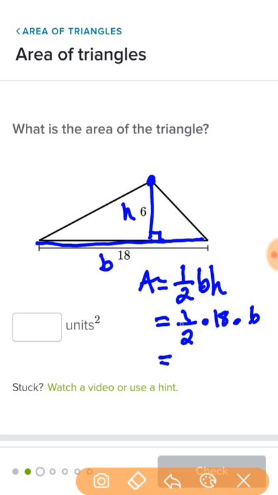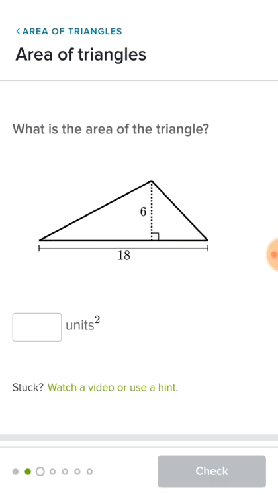And again, 1/2 of 18 will be 18 divided by 2, which is 9. Bring down the times 6. And 9 times 6 is 54. So my final area is 54 units squared.